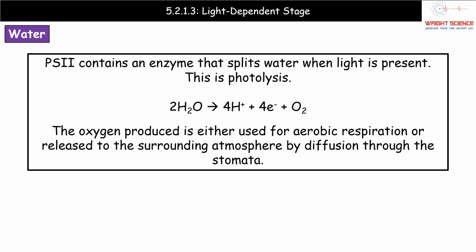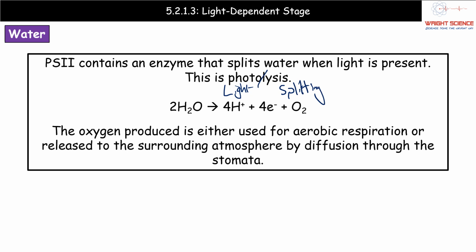So the next stage then is that we are coming on to see what happens in terms of water. In our photosystem 2, we have an enzyme that is going to split water when light is present, because that light is going to provide the energy required for this process. This is a process called photolysis. If we break that up, we've got two parts to the word. Photo, which refers to light, and lysis is all to do with splitting. So what we're actually doing here is splitting using the energy from light. Hence, we split water when light is present.